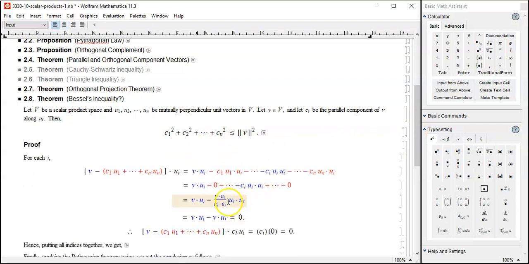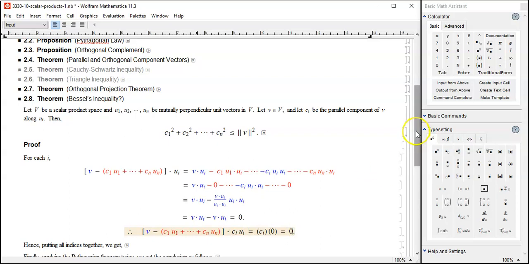And then some further simplification. This denominator and that cancel each other out. And what do you have? v dot ui minus v dot ui, that's 0. So what did you get? This thing times ui is equal to 0. This one, by the way, is the orthogonal component. And then let's go just one step. This times ui is equal to 0, so multiply by ci, that's ci times 0, so that's 0. Why did I multiply by ci? I'll explain later. So in any case, this times ci ui is equal to 0.